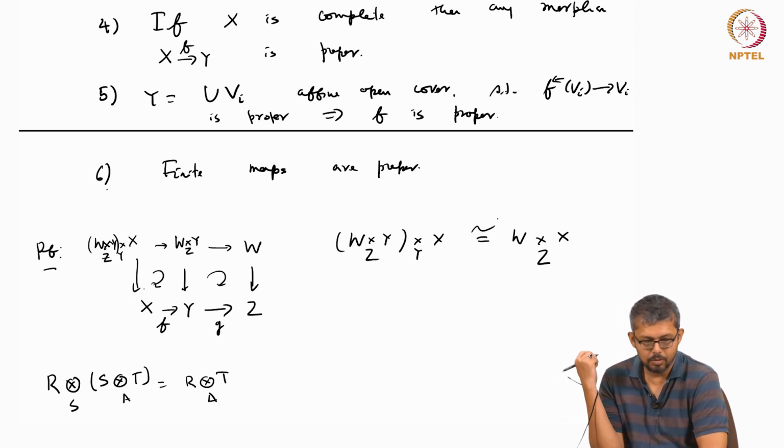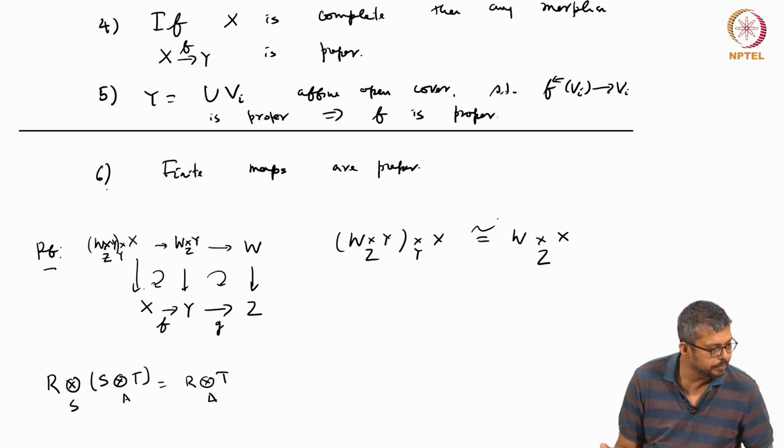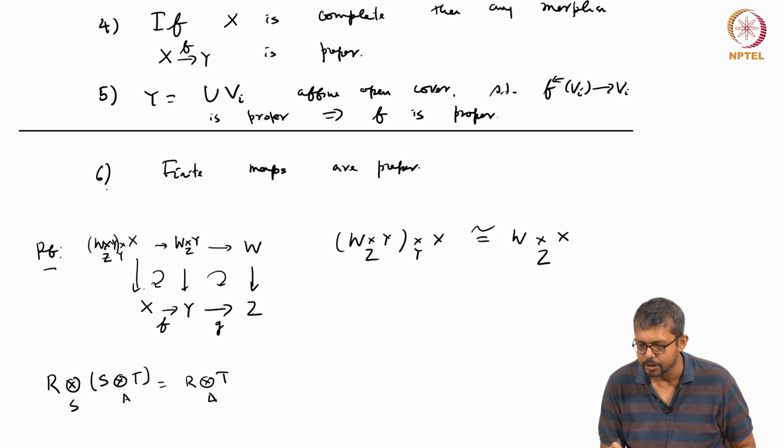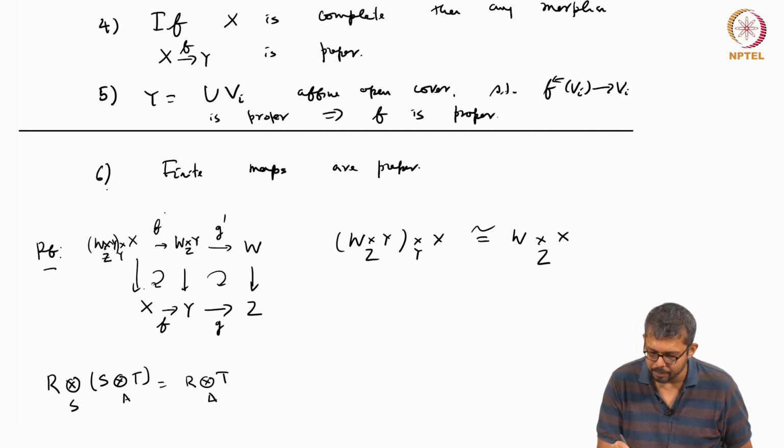So now you know that this G, Y to Z, is proper. So that will say, if I call this G prime, G prime is closed, because under base change, right? This map is a closed map. Definition: what is a proper map? Under base change, it is a closed map, universally closed. So now this is now F prime.